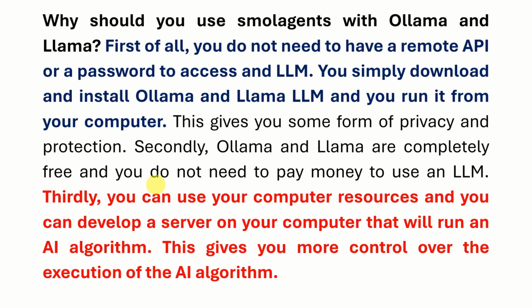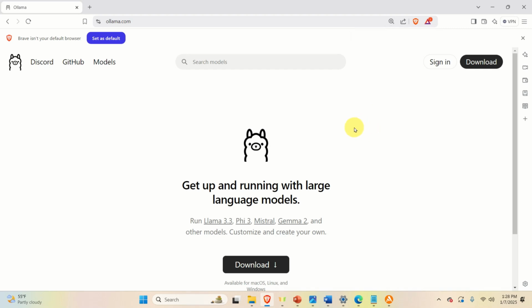Secondly, Ollama and Llama are completely free and you don't need to pay money to use an LLM. Thirdly, you can use your computer resources and you can develop a server on your local computer that will run an AI algorithm or an AI agent. This gives you more control over the execution of the AI algorithm. Okay, let's start with explanations.